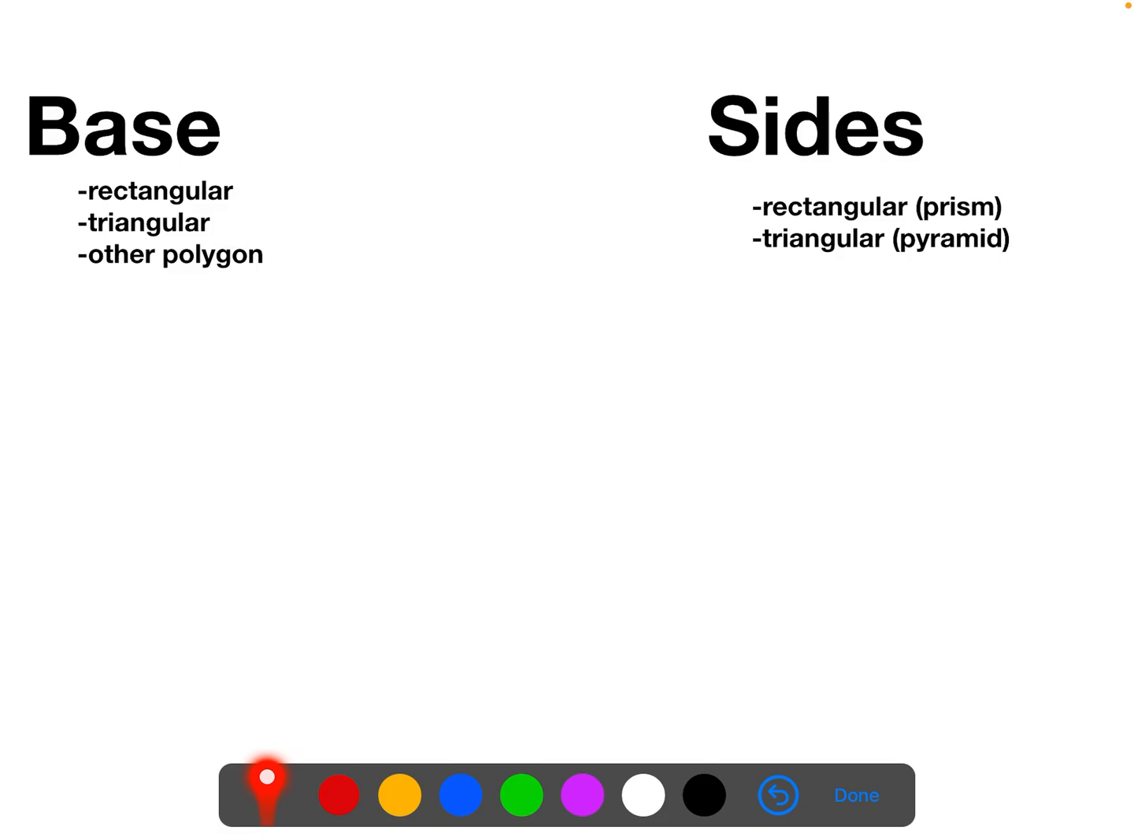Now, we are going to look at some examples later that have other polygons, 5 and 6 and 8 sided figures, and we'll talk about that when we get to that point. But the base of the figure is what the figure rests on. So when you hear me say base, you'll know what I'm talking about. Now, the sides are the other surfaces of the figure besides the base. And almost always they're either going to be rectangular or triangular in what we're looking at. So keep that in mind. If it's rectangular sides, we have a prism. If it's triangular sides, we have a pyramid. And we'll look at some of those examples right now.